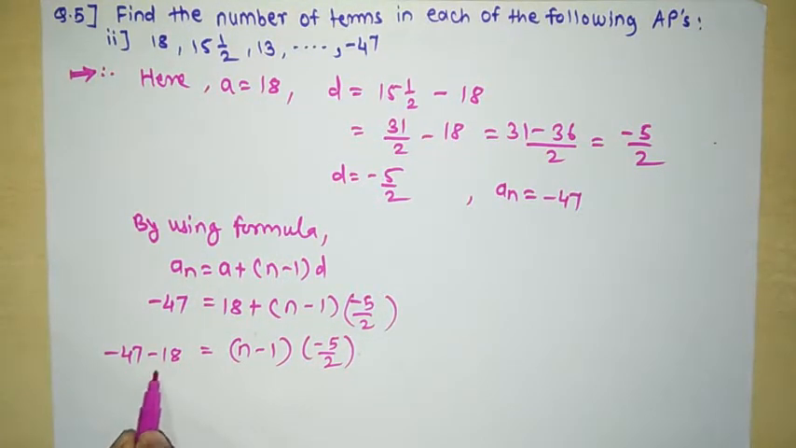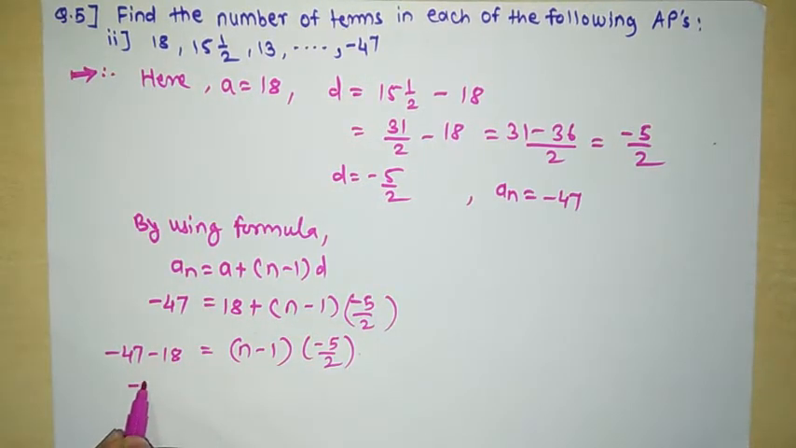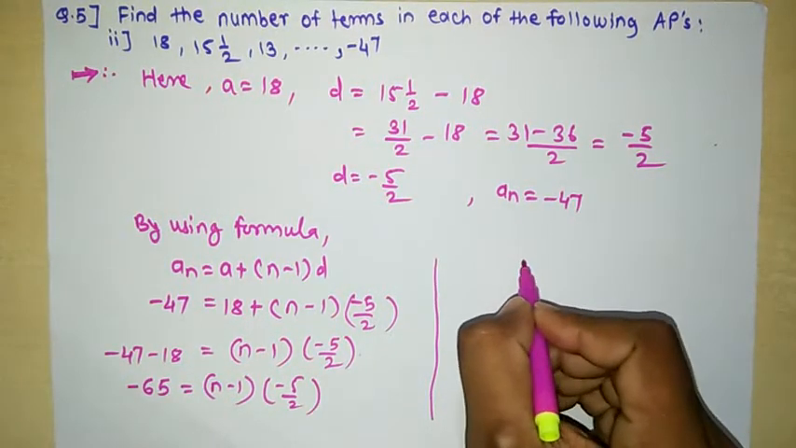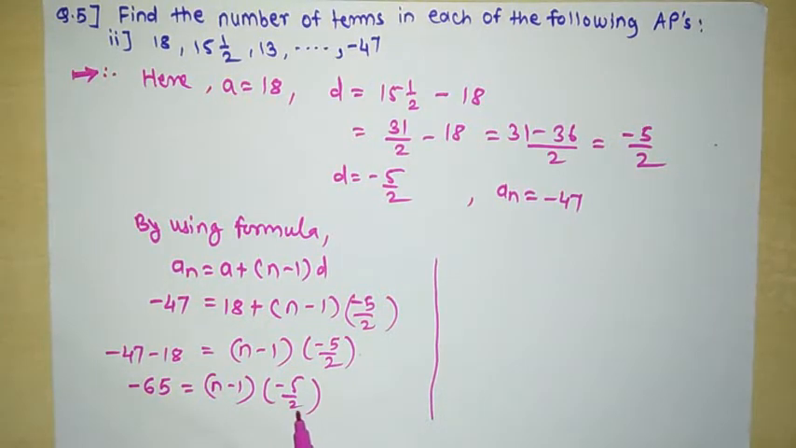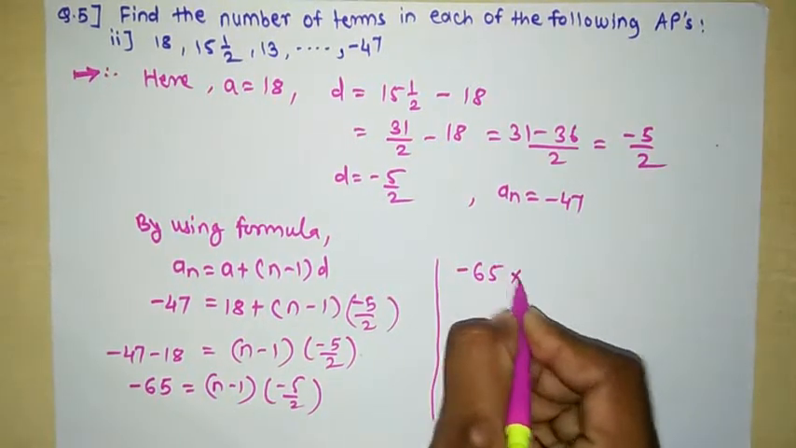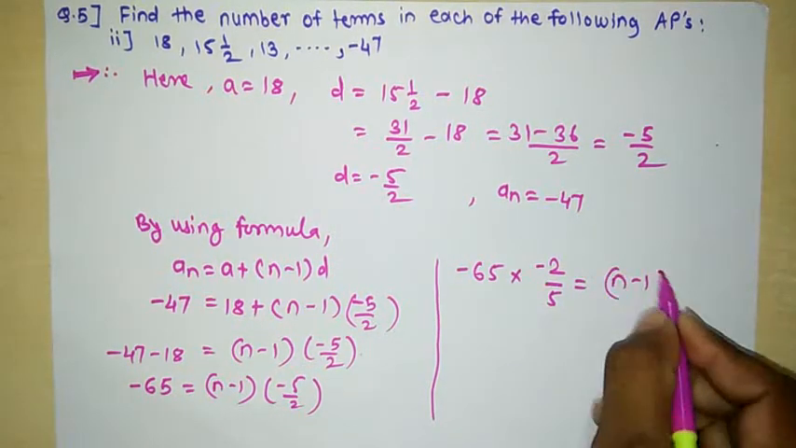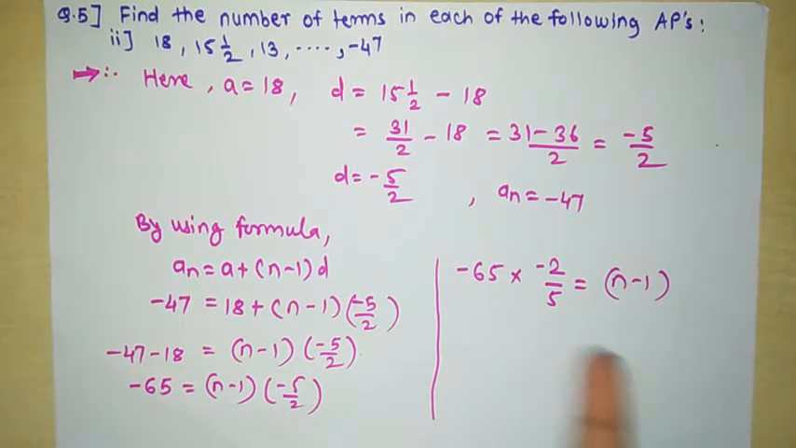Now minus 47 minus 18 is equal to how much? That is minus minus, we have to add, which will become minus 65 is equal to n minus 1 into minus 5 by 2. Now send this minus 5 by 2 towards the left hand side. It will become reciprocal. Reciprocal हो जाएगा इसका. Because here it is in a multiplication, it will go to the denominator. If we take it to the denominator, it will become the reciprocal of it. That is minus 65 into minus 2 by 5 is equal to n minus 1. Here we have taken minus 5 by 2 towards the left hand side.